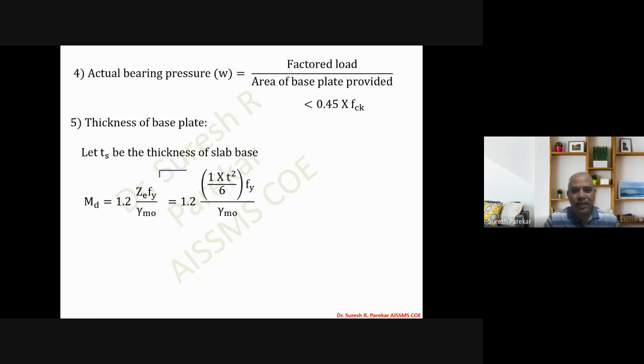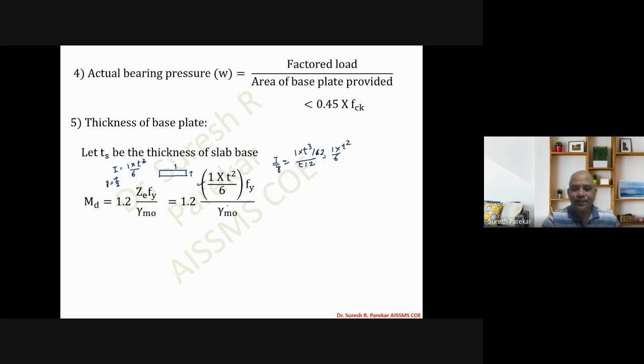the base plate, and in this one we are going to consider the width as 1 and thickness as t. And from this we will get I equal to b d cube by 6, so b d cube by 12. And then we have y equal to t by 2. If we find the I by y value, then we get I as 1 into t cube by 12, and y as t by 2. And from this we will get 1 into t square by 6, and that value we have put over here for Ze.